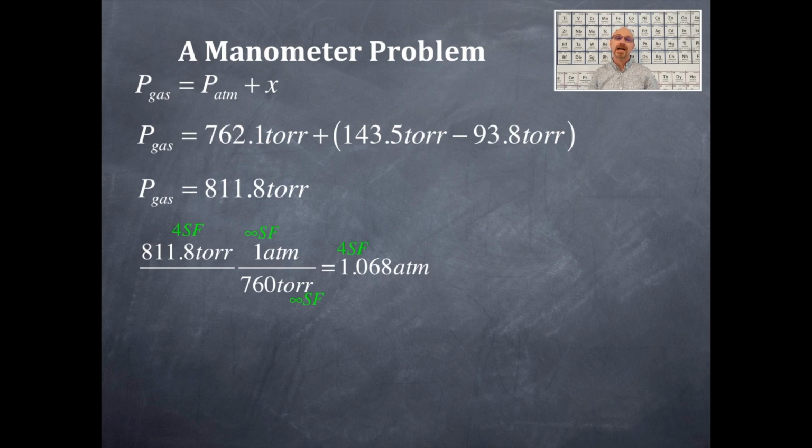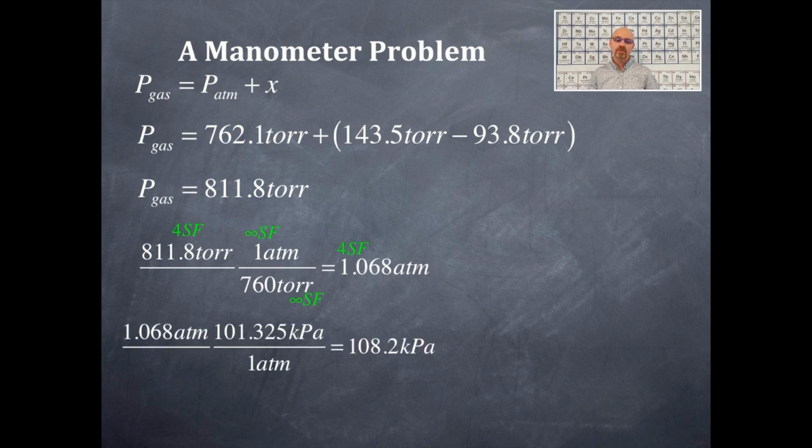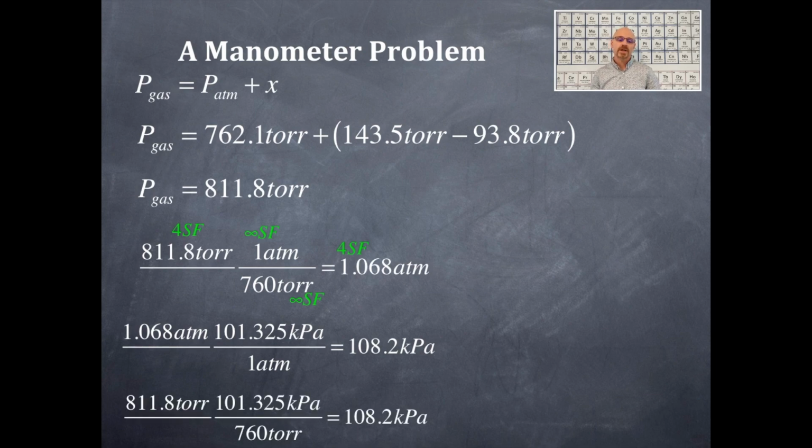And this will convert our torr into atmospheres at 1.068 atmospheres. Now what we're going to do is convert this into kilopascals. So we can take that 1.068 atmospheres and use the unit conversion with atmospheres and kilopascals. Or we could have taken originally the 811.8 torr and used the conversion between torr and kilopascals, and you should see that you're getting actually the same numeric value for the kilopascals.